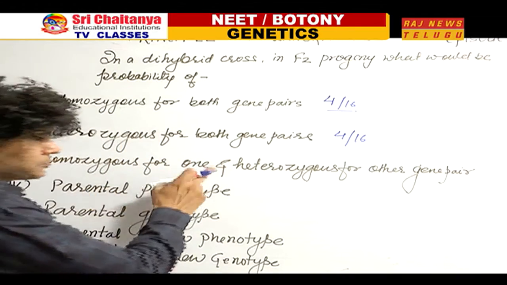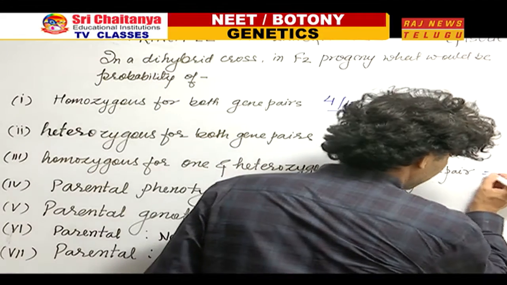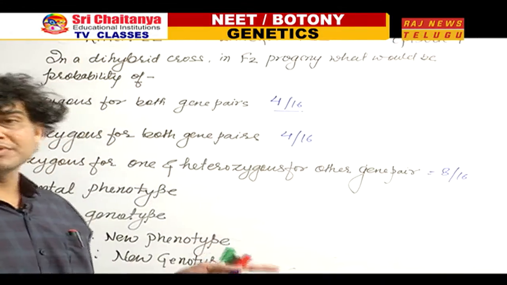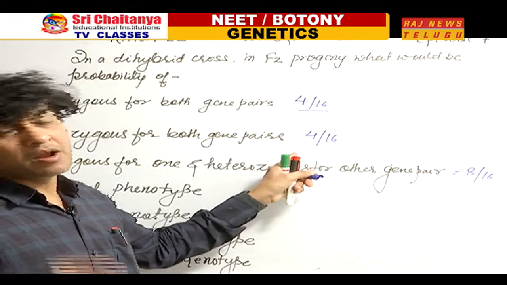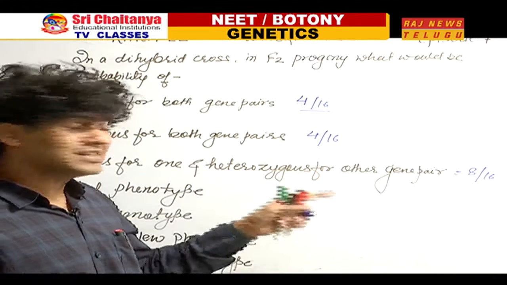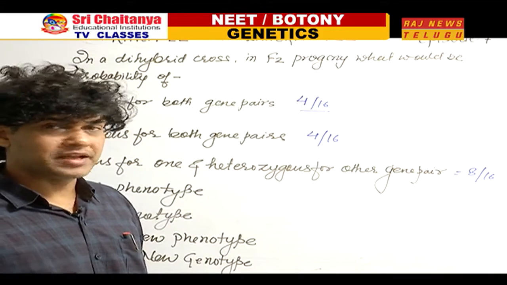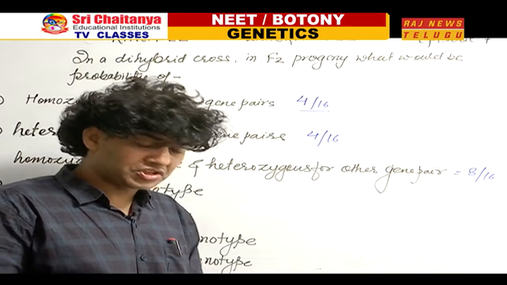Now homozygous for the one and heterozygous for the other gene pair, then the answer is 8 out of the 16. Because out of the 16 members, 4 members are homozygous for both, 4 members are heterozygous for both. It means 8 members that remain left are homozygous for the one and heterozygous for the other one. It means simply the answer is 8 out of the 16.